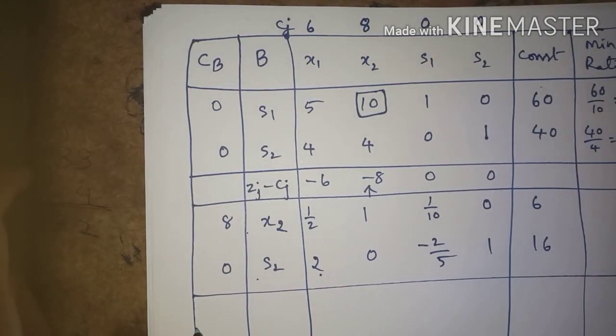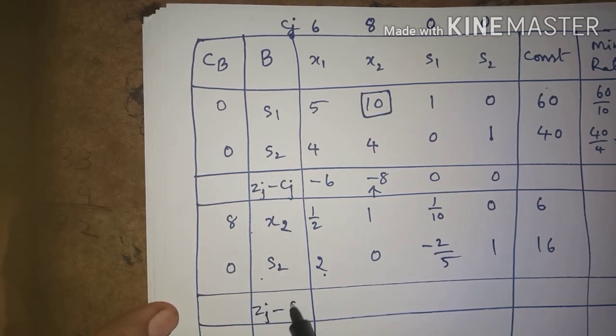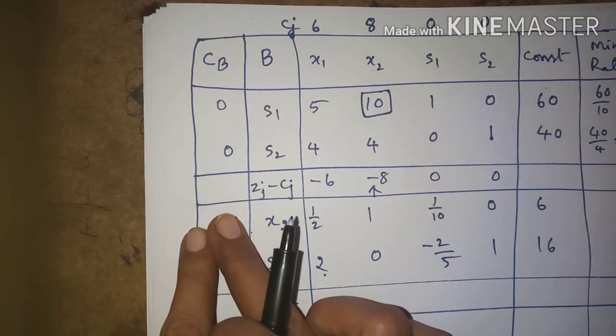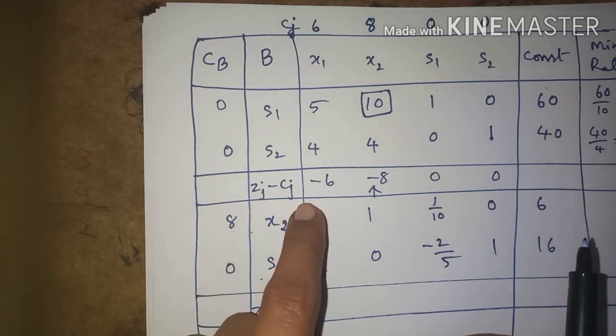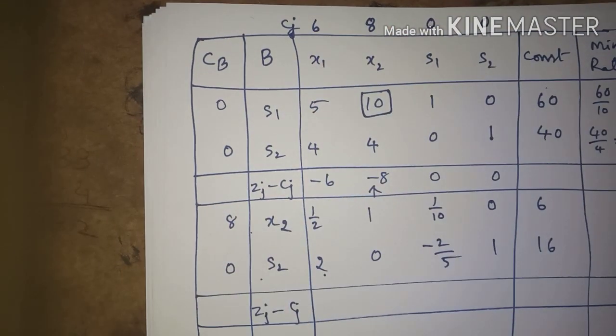Now next we have to calculate the index row again. How to calculate the index row? What did I say just now? Zj minus Cj. Zj minus Cj means CB column into the first column minus Cj. That means 8 into 1 by 2 plus 0 into 2 minus 6. How much will you get? 8 into 1 by 2 is 4, plus 0, minus 6.